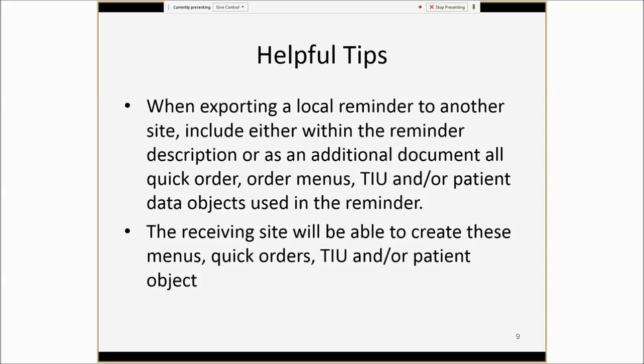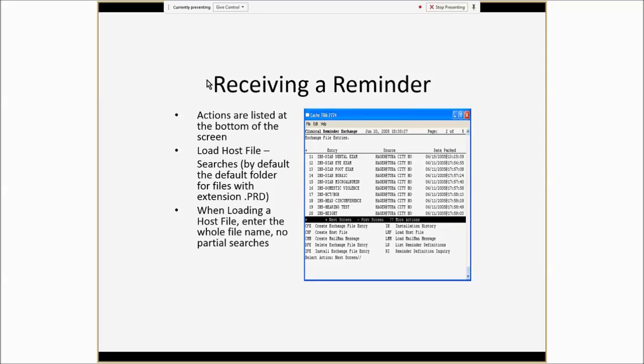So when receiving a reminder, you're going to make sure that your site manager placed that reminder where you can grab it, or where your reminder Exchange will see it. And then you're going to select the action listed below. You're going to select Load Whole File. It's going to search by default the default folder for files with the extension PRD. When loading a host file, you're going to need to enter the whole name, not partial searches.